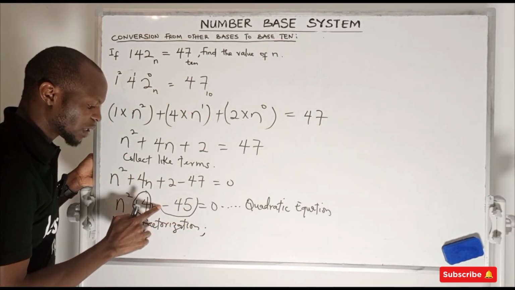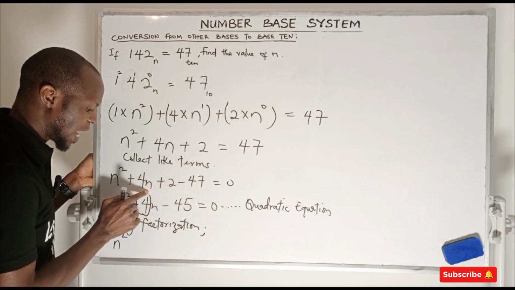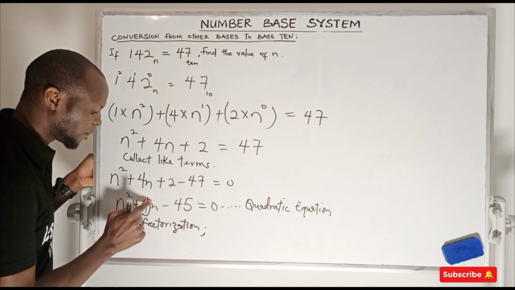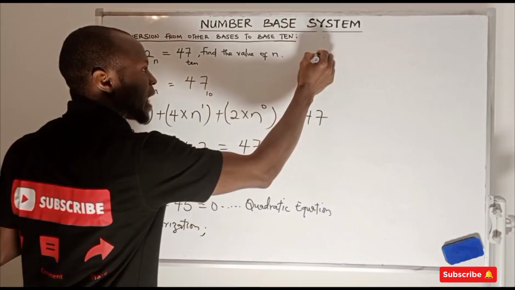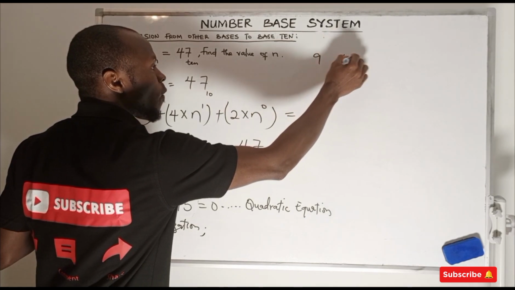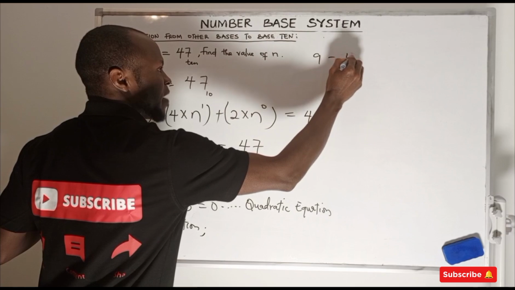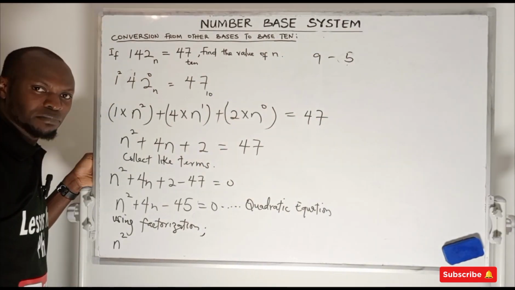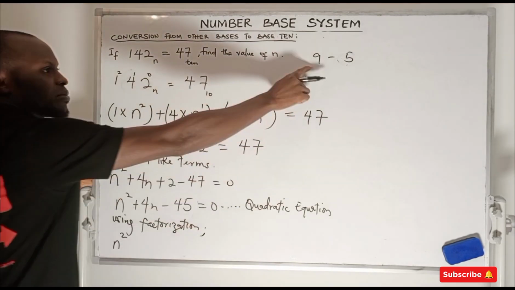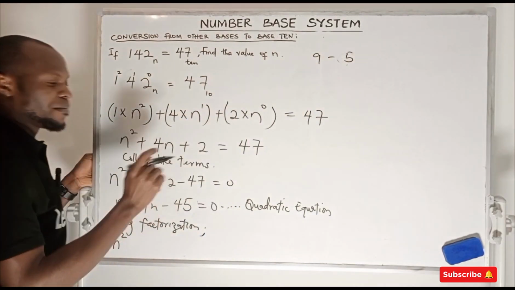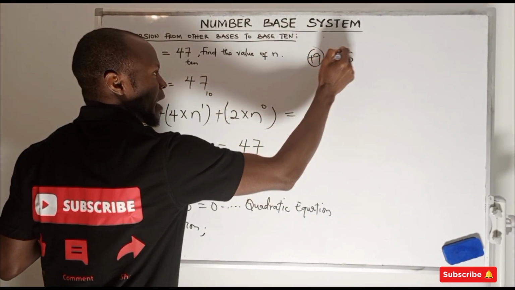What are the two factors that when I multiply them together, it will give me minus 45, but when I add them together, it will give me this plus 4? I think the two numbers will be 9 and 5. 9 minus 5 will give me plus 4, and 9 times minus 5 will give me minus 45. Automatically, my two factors will be plus 9 and minus 5.